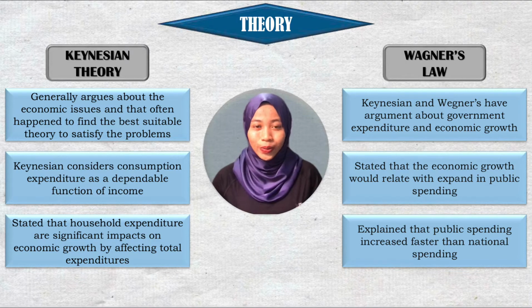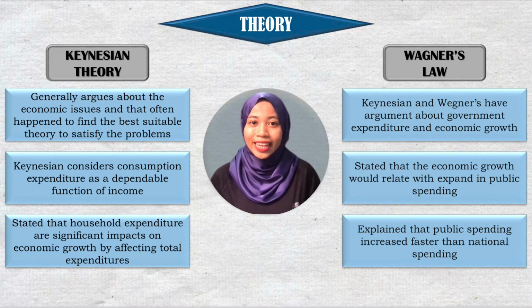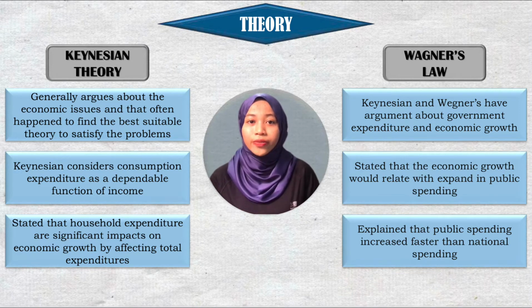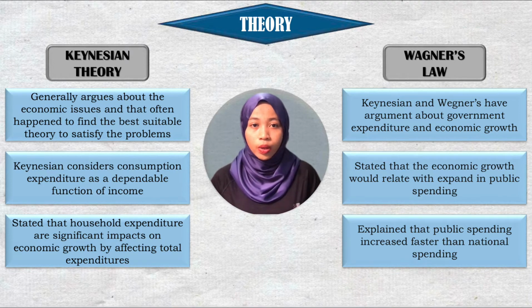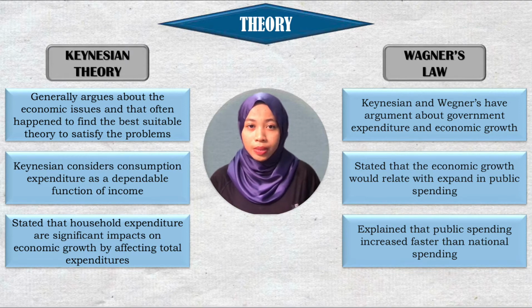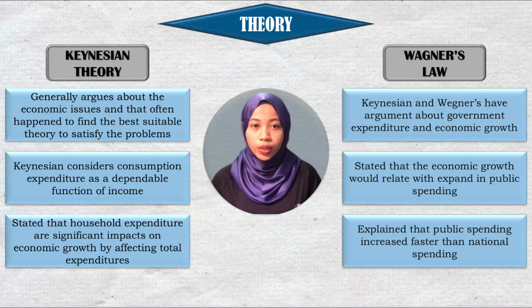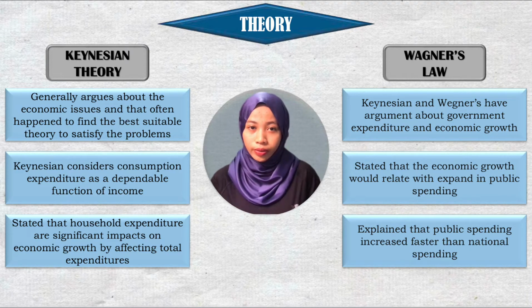Next, Wagner's law. Keynesian and Wagner have arguments about the relationship between government expenditure and economic growth, whether it is directly or inversely proportional. At the beginning of the introduction of this law, it was a question mark to all economists around the world. In 1883, Wagner's law explained that public spending increased faster than national spending. This is because public sector expenditure will consequently rise as a proportion of income, and when income rises, the demand will rise. At the same time, it will contribute to economic growth and government spending also increases to meet social needs.